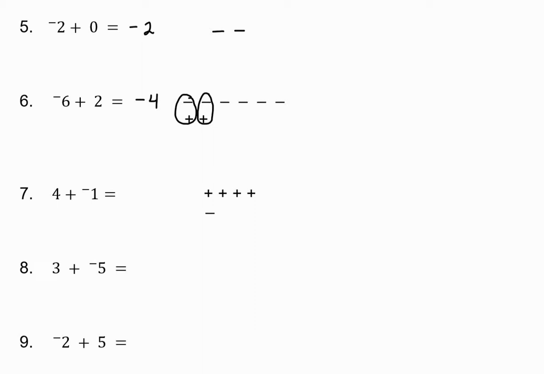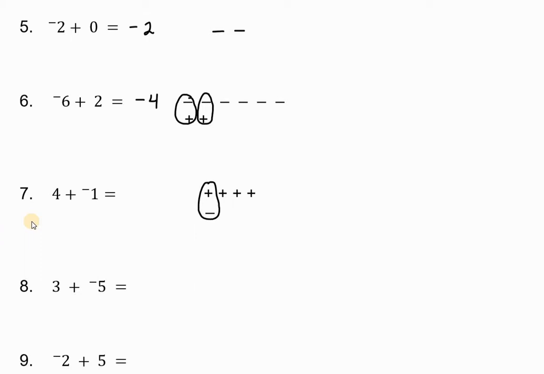Problem 7, I have 4 positives plus 1 negative. So this positive and this 1 negative are going to pair up and cancel each other out, and I end up with 3 positives, so my answer is positive 3.